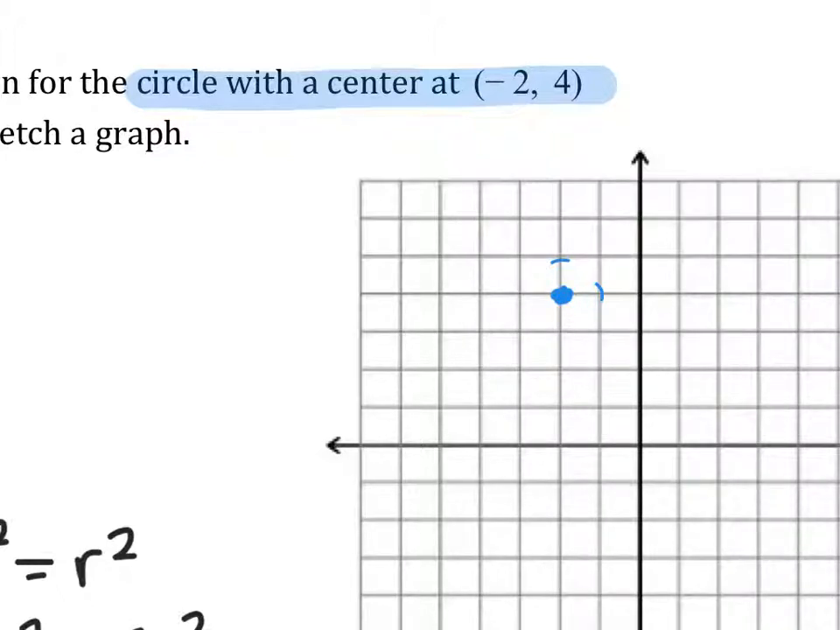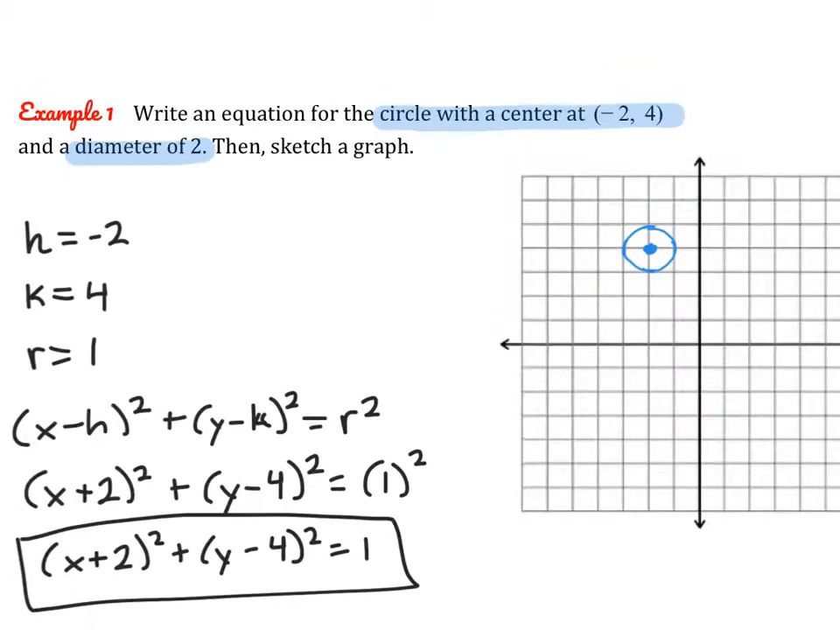Here I'm giving myself little guidelines, and then all you have to do is connect them to make a circle shape. Because the distance, once again, from the center to your circle should be 1. So I go to the right 1, up 1, left 1, and down 1, and that gives me a good guideline to graph my circle.